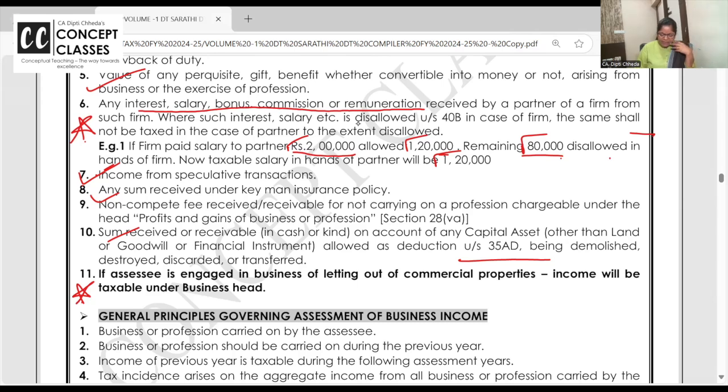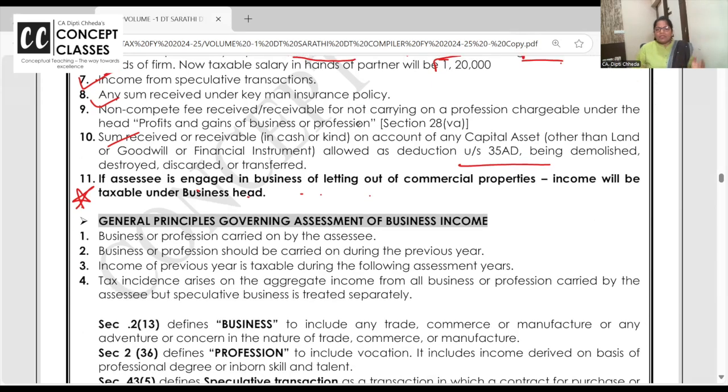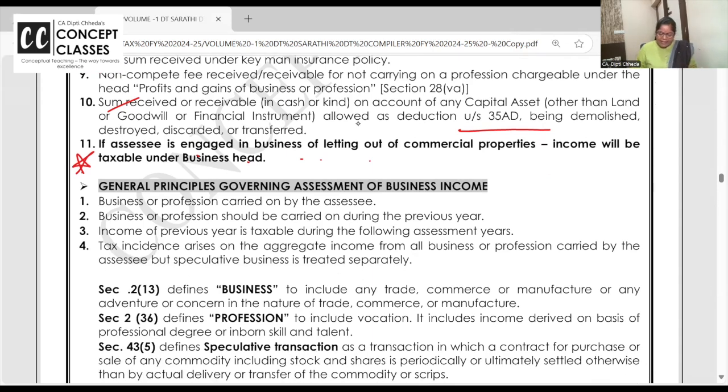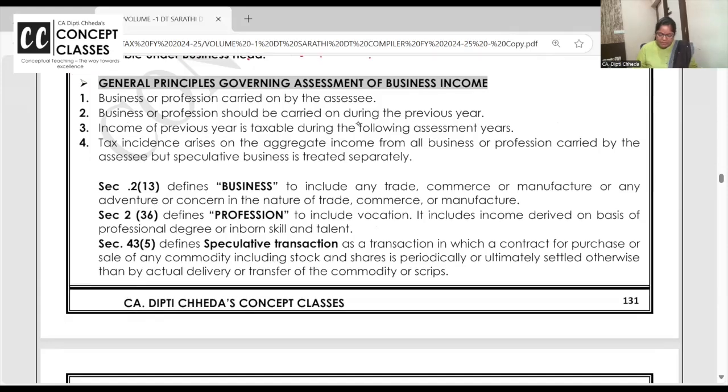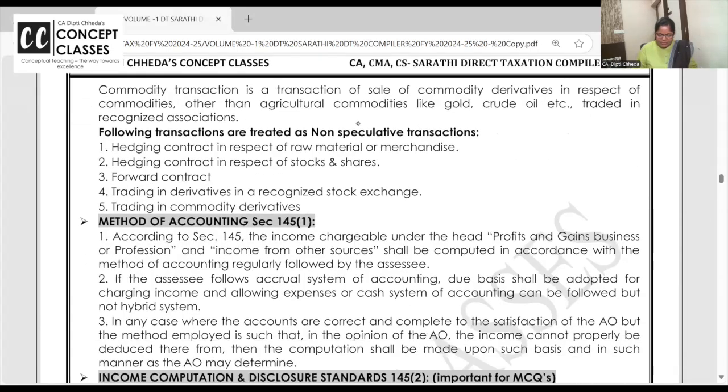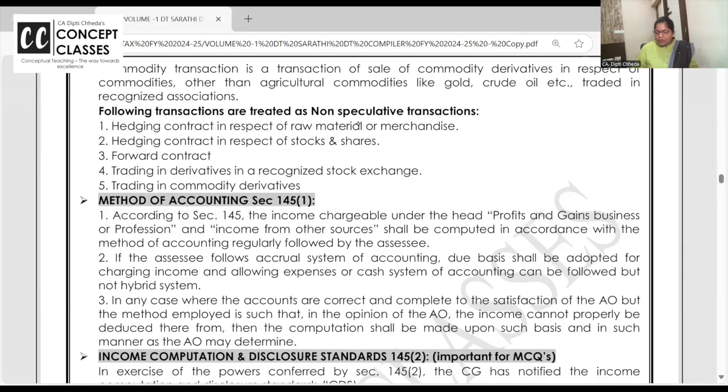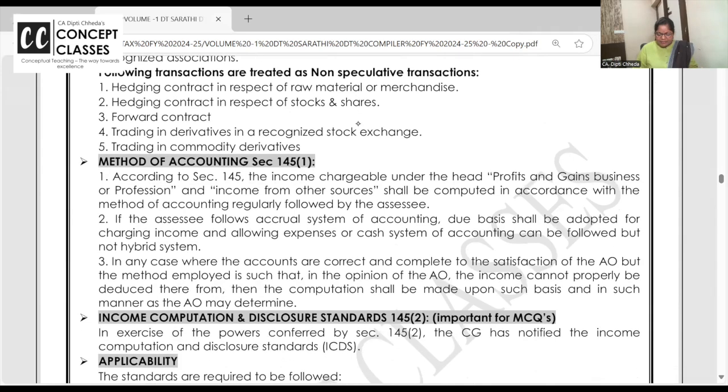Last one, I have checked this. If the SSE is engaged in the business of letting out of the commercial properties, then income is going to be taxable here. Okay, right? So this is it. If it is your business of letting out of the income. Okay, right. Next now, certain business or profession speculation, that is fine. What is kept outside of speculative is given.